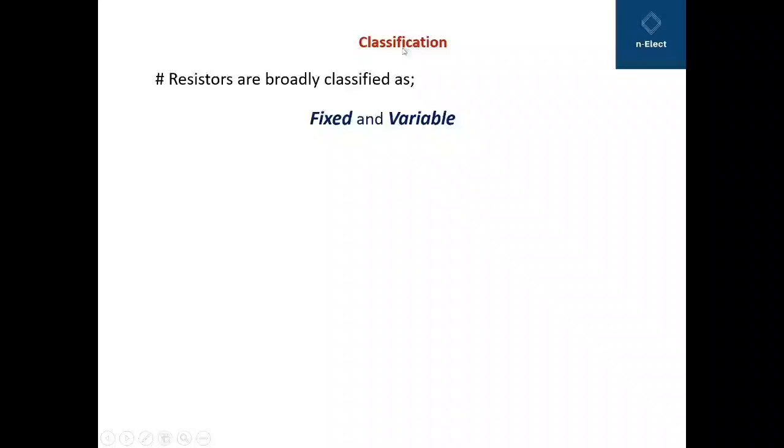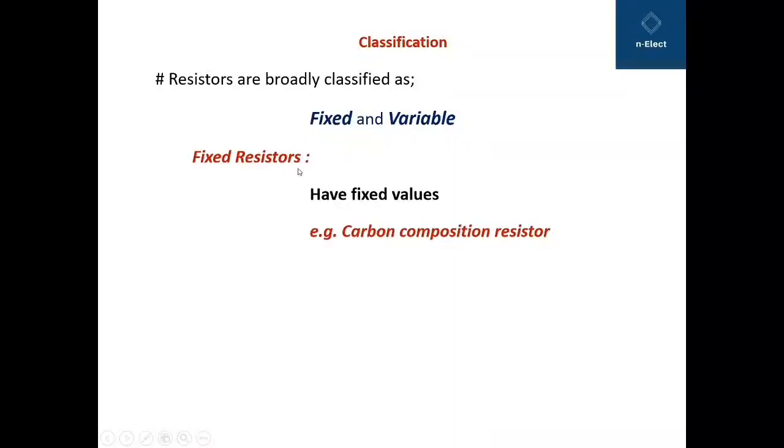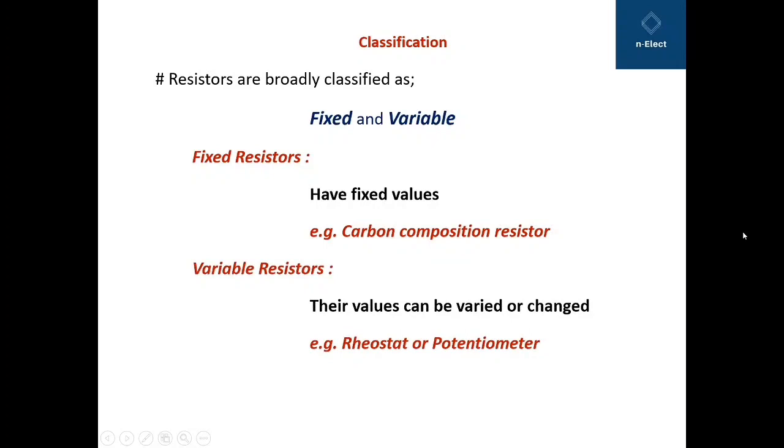So far as classification is concerned, they are classified as fixed type resistors and variable type resistors. Fixed resistors have fixed values and generally they are made from the carbon composition resistor process. This is the type of resistor, that is, carbon composition resistor. We will see that in the coming slides. Variable resistors are those where you can vary the resistance value by moving or sliding the arm. Examples are the rheostat, which you must have used in your laboratories, and the potentiometers. Fan regulators, you can say, are potentiometers.